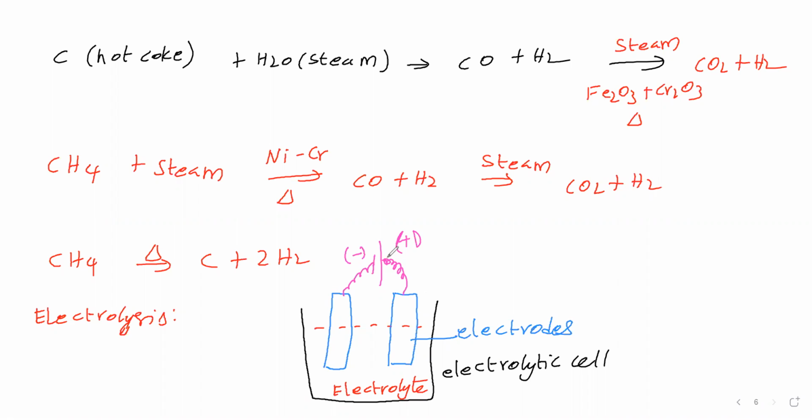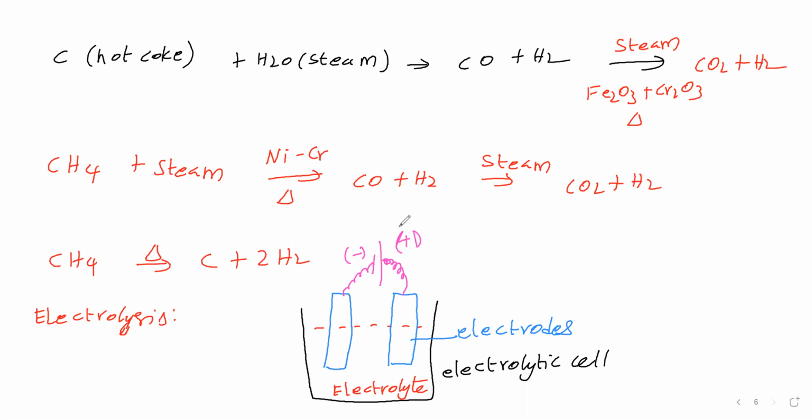See how the current is passing, how the electrons flow. Electrons flow and current flow directions are different. Electrons flow from the negative plate through the wire to this electrode, to the electrolyte, then from the electrolyte to the other electrode through the wire and reach the positive plate. That is called electron flow. Current flow means positive plate to negative plate.